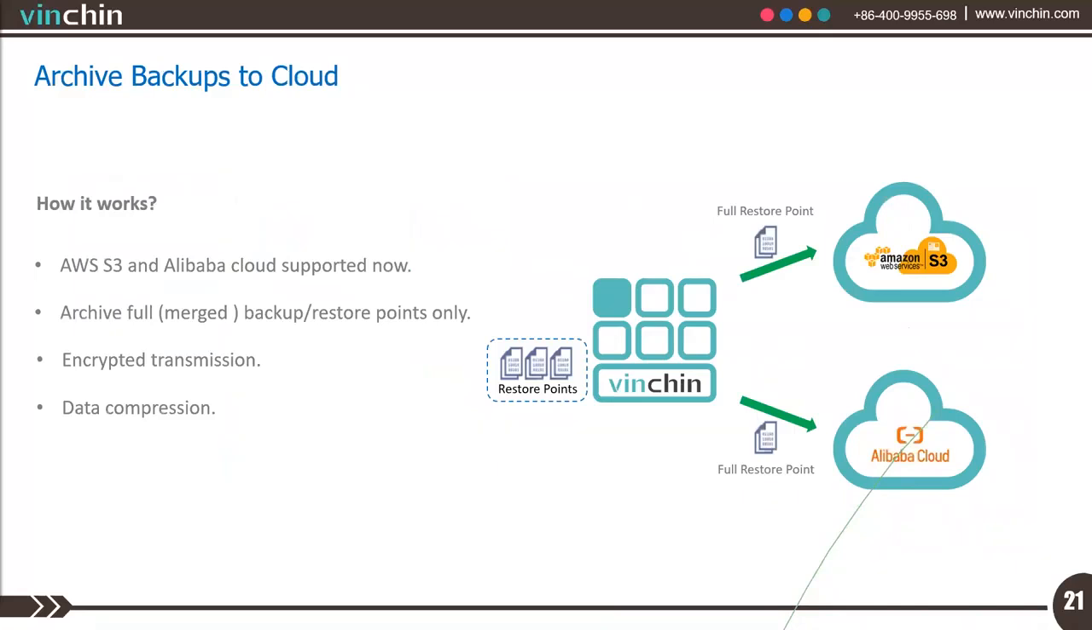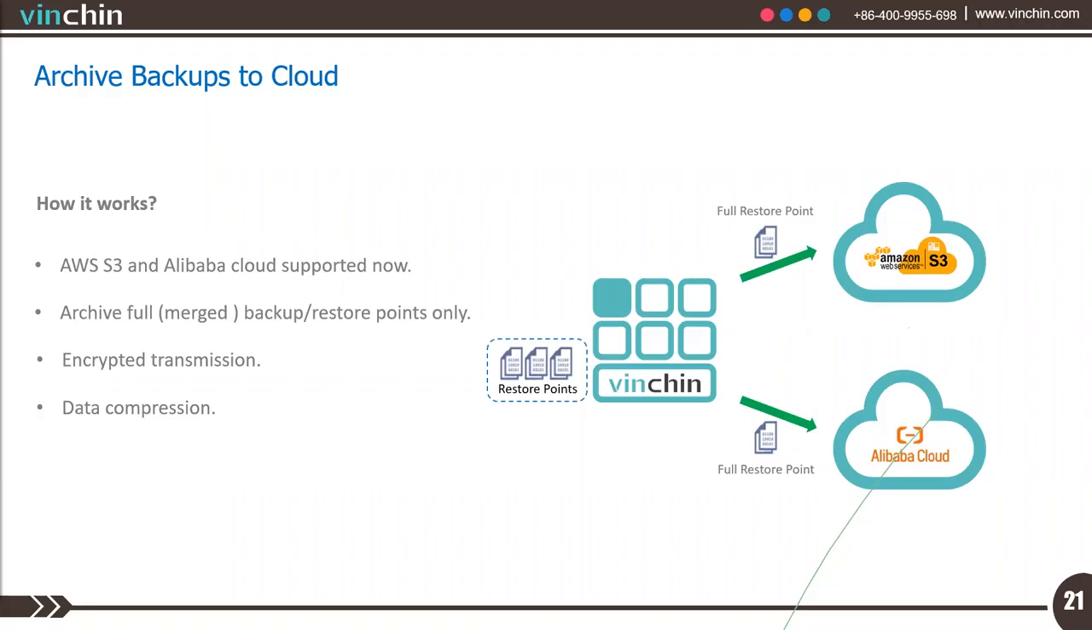Next feature, archive backups to cloud storages. Now we support archive backups to AWS S3 and Alibaba Cloud storages. Vinchin Backup and Recovery server will archive full restore points to the cloud storages. Even if you select to archive a differential or incremental backup point, it will merge with the last full restore point to form a new full restore point, and then archive to the cloud storage.